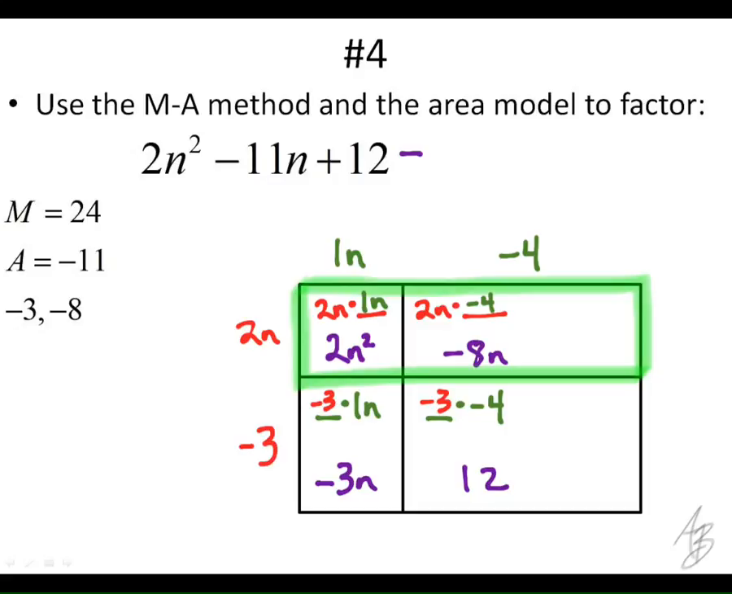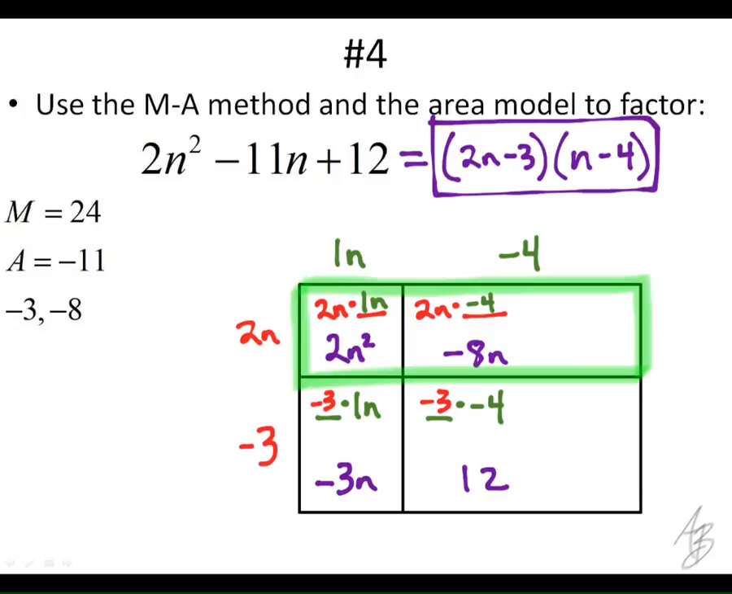And so what's the answer going to look like? 2n minus 3. 1n minus 4. Perfect. And it's okay if you put the 1 in front of the n here. If you say 1n minus 4, that's perfectly okay. And if you had the negative 3n here and the negative 8n here, then you would have the n minus 4 first here, and you would have the 2n minus 3 second.